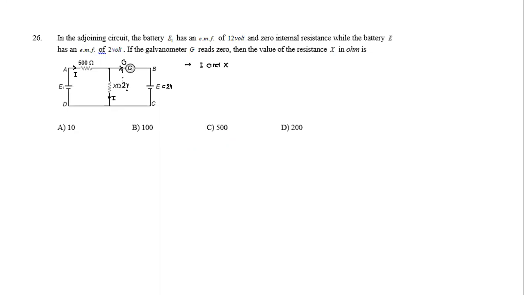So if this is 2 volts, this is equal to 12 volts. The remaining potential drop has to happen across this resistance. Out of 12, 10 has to happen here and 2 here, so this is 10 volts. Since the same current is flowing, the potential drop is proportional to the resistance. If the ratio is 1:5, the resistance ratio also has to be 1:5. X is equal to 100. So this is a fairly simple question.